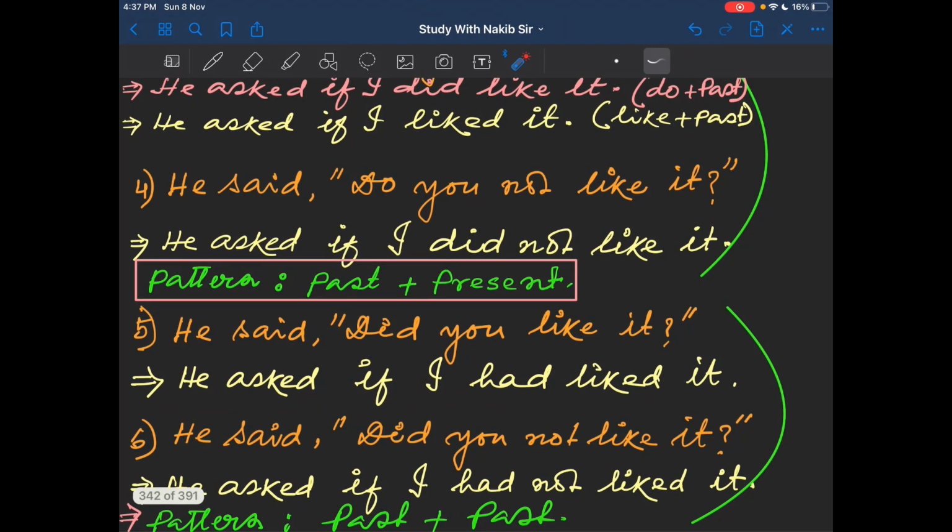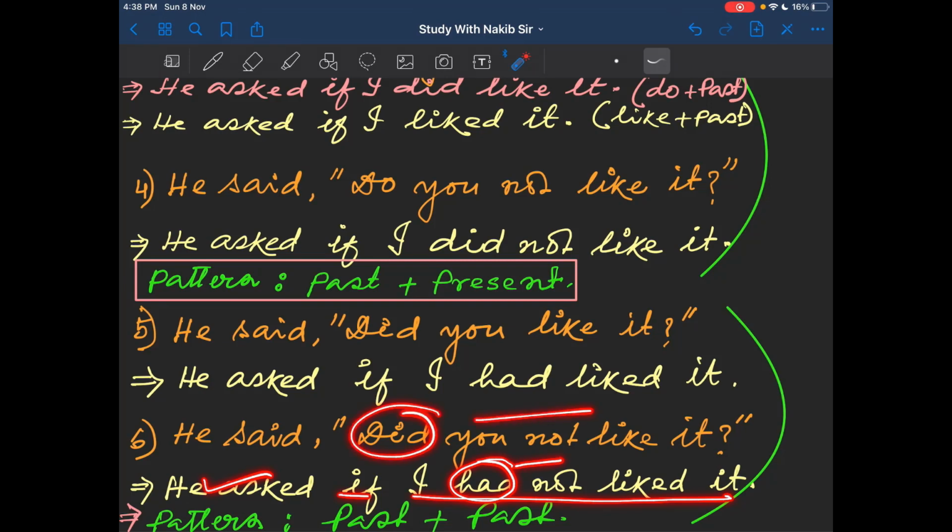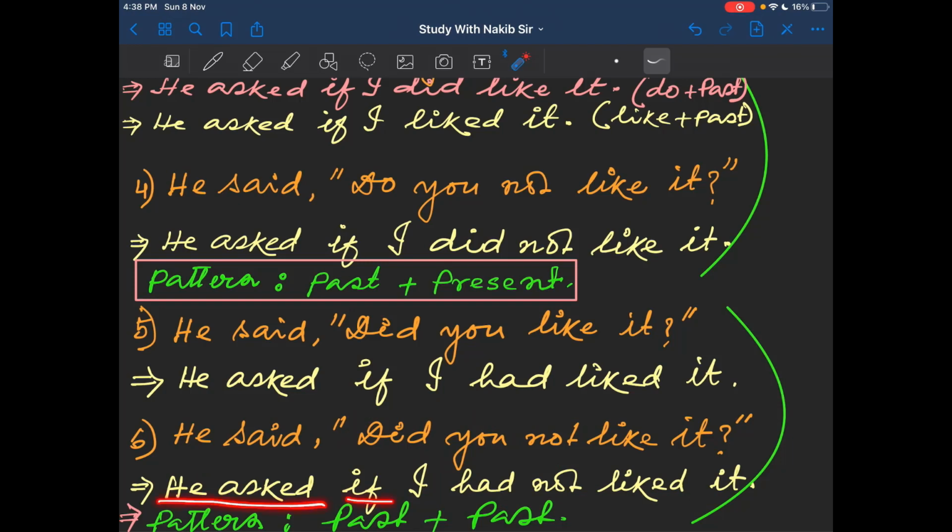Okay, now see the last question, question number 6. He said, "Did you not like it?" He asked if I had not liked it. Here you have got had the auxiliary verb, so the function of did is over here. So your answer is, he asked if I had not liked it.